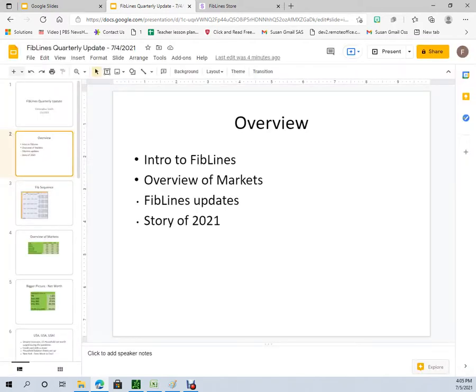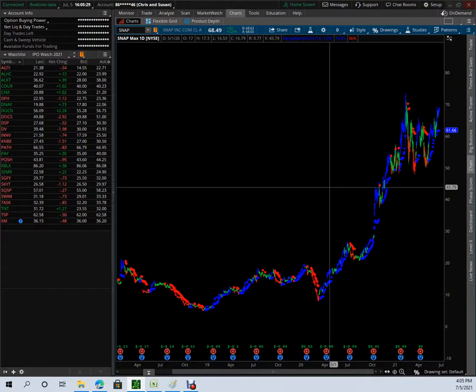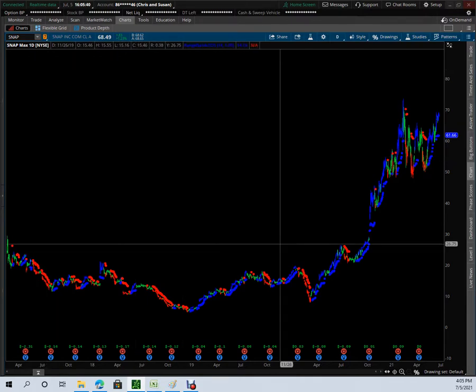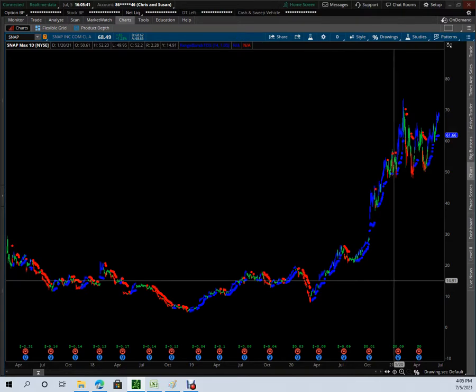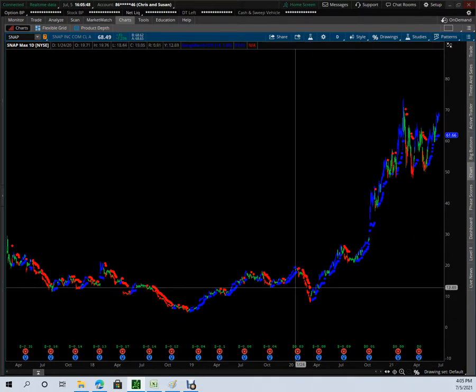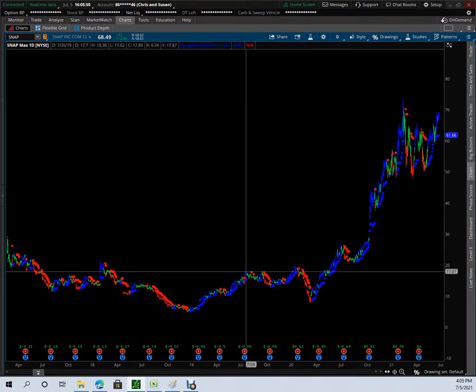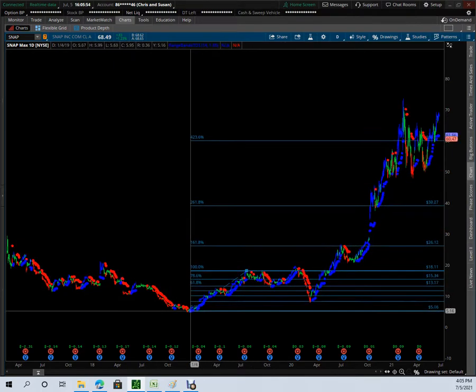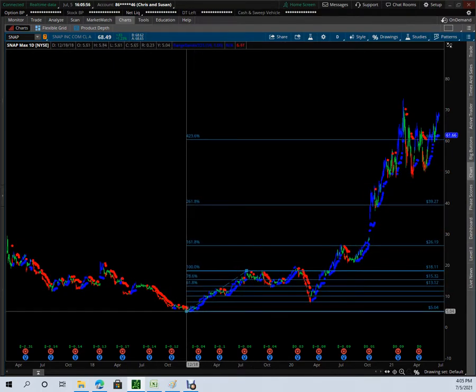So what is FibLines? FibLines is a method of looking at the stock market that has to do with Fibonacci extensions, Fibonacci retracements. So graphically, you take a chart like this. This is the owner of the Snapchat application, social media. You bring up a chart and you come down here and click on this little Fibonacci retracements indicator. And you pick two spots on the chart that you think would constitute the top and the bottom of an initial Elliott wave move. Might call it an impulse move.